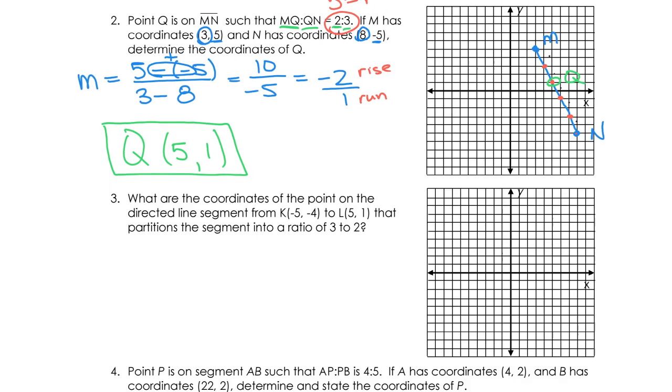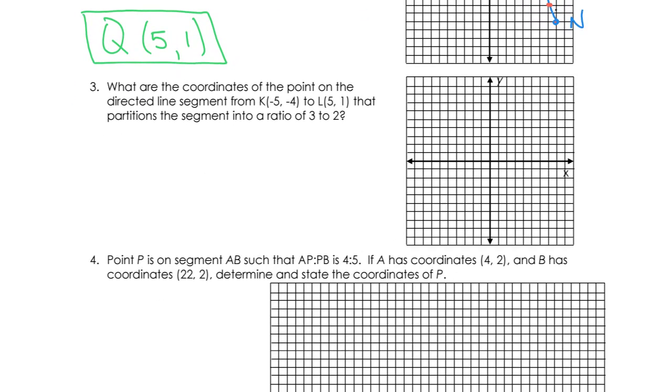All right, number 3. It says, what are the coordinates of the point on the directed line segment from K, who's at negative 5, negative 4, and that's K, to L, which is at 5, 1. That partitions the segment into a ratio of 3 to 2. So again, 3 to 2 would be 5 equal parts, and that's not possible with midpoint. And so we're going to use our slope as our backup.